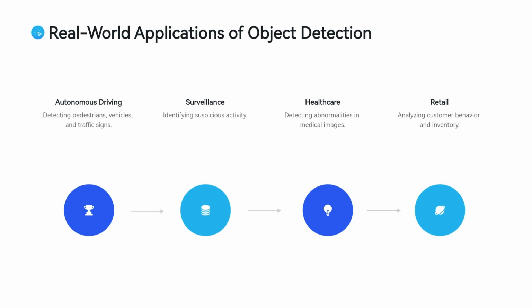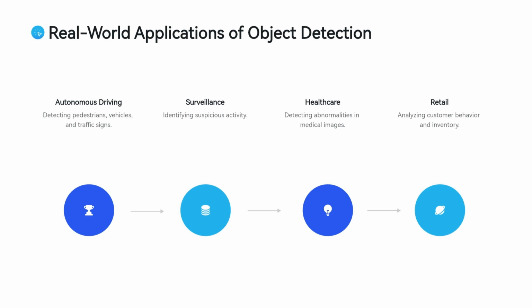Object detection has a wide range of real-world applications that impact various industries. Autonomous driving. Object detection is critical for identifying pedestrians, other vehicles, traffic signs, and obstacles on the road. This allows self-driving cars to navigate safely and efficiently.